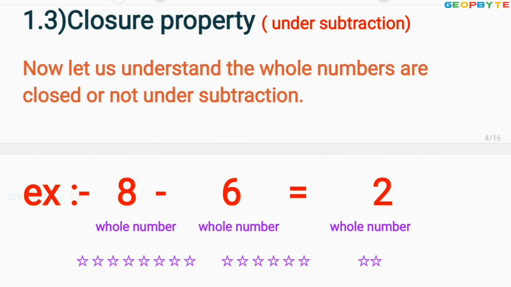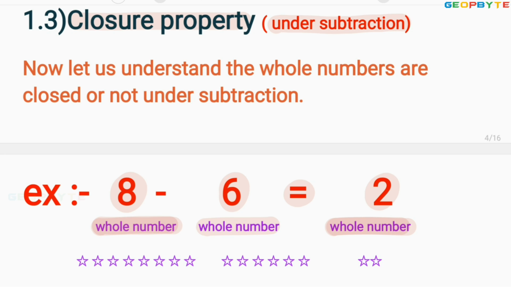Look at the next condition, under subtraction. Closure property under subtraction. Dear children, the whole numbers are said to be closed under subtraction if the difference between two whole numbers is also a whole number, like this. I have taken 8, a whole number, minus 6, also a whole number. 8 minus 6 is how much, dear children? 2. 2 is also a whole number.